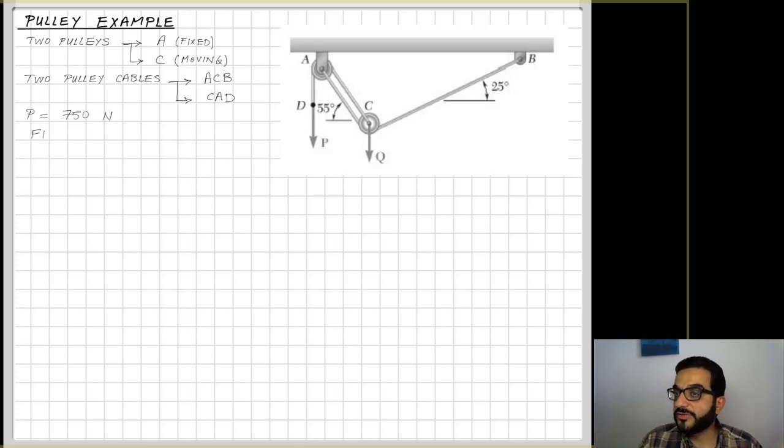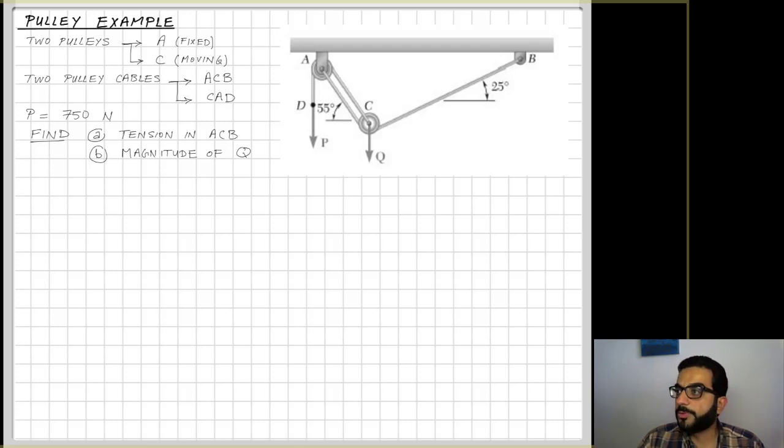We know that as an input P is equal to 750 Newton, and now the problem asks for two things: the tension force in cable ACB, or cable AB, and the magnitude of the load that you're trying to lift here, Q.